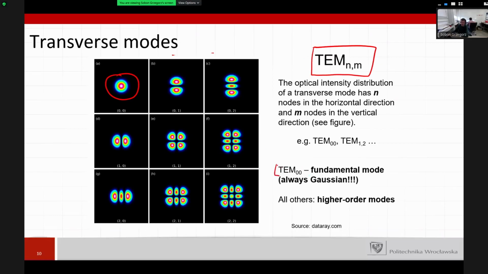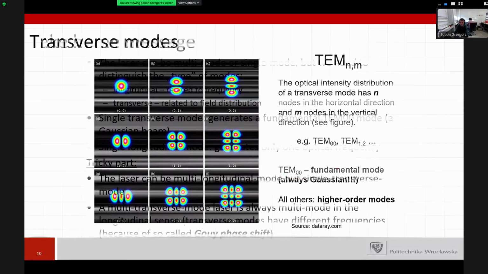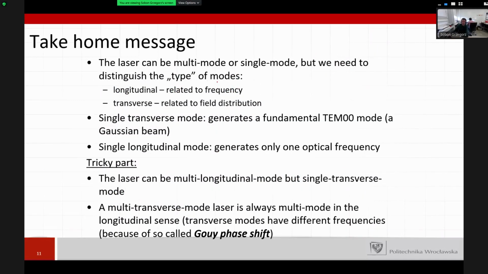The TEM00 mode is called the fundamental mode, which is actually a Gaussian beam, and it is described by all the mathematics that we were already discussing during the lecture about Gaussian beams. So we need to distinguish the types of modes, either longitudinal or transverse. The longitudinal modes are related to the frequency of the light inside the resonator, while the transverse modes are related to the distribution of the field.